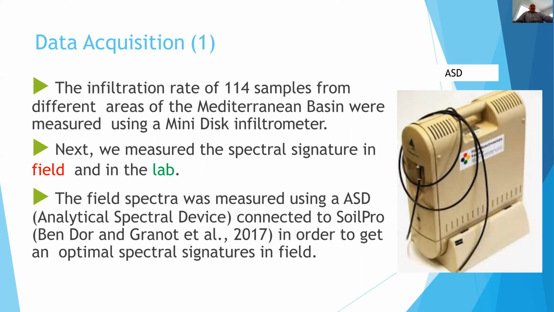So to do the experiment, just for building the spectral model, we collected 114 samples from different areas in the Mediterranean basin, and we measured them with the spectrometer. In this sense, we used the ASD, and we did it in field and lab to study if there are any changes between the models that we produce for field and lab, and by that to confirm the hypothesis that the seal is very important for the water infiltration rate of the soil.